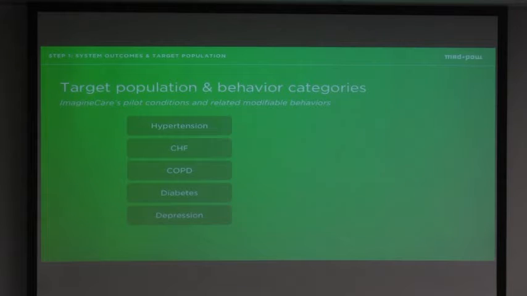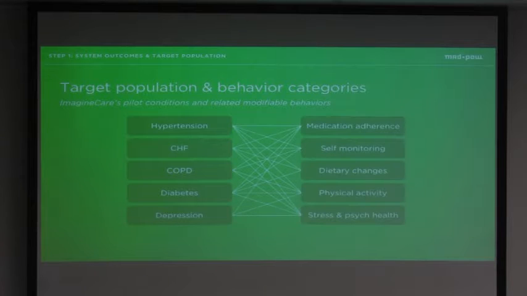So the target population for ImagineCare, we focused in on high blood pressure, heart failure, lung disease, diabetes, and depression, which is actually kind of a comorbidity or common overlapping condition with some of these others. And when we look at the behaviors that can be changed, and the changing of these behaviors impacts these conditions, there's obviously a lot of overlap.